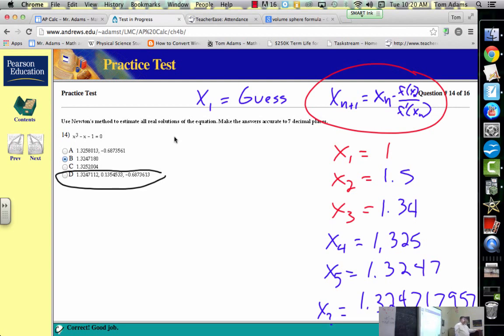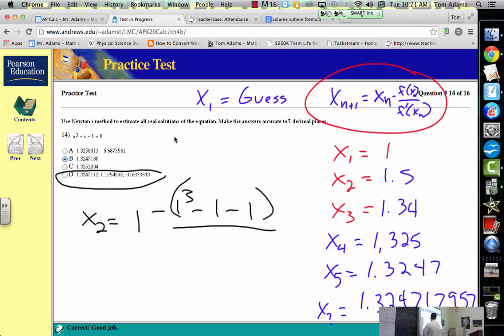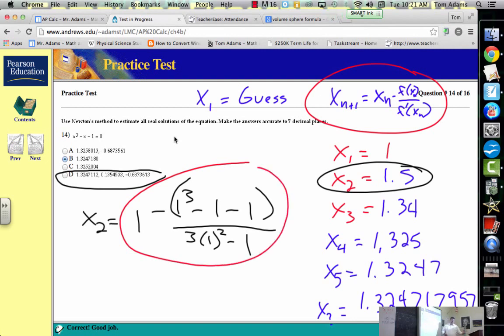Yes. If we were to write it out by hand for the first one to get x sub 2, would it be 1 plus 1 cubed minus 1 minus 1? Yeah, that's a good question. If you were to write it out by hand, x sub 2 would equal 1 minus 1 cubed minus 1 minus 1, that's the numerator, all over f prime, which was 3 times 1 squared minus 1. If you crank through that whole thing, you would get 1.5. So we're just letting the calculator do this stuff. That's a great question. If you want to do that for 1 or 2 problems, you can.